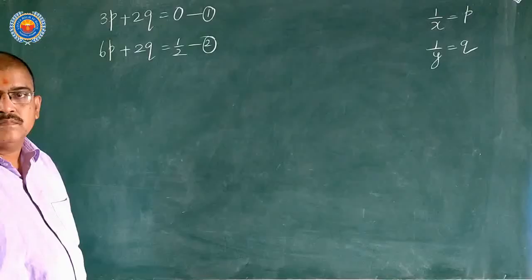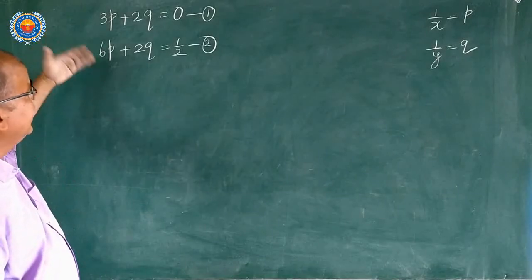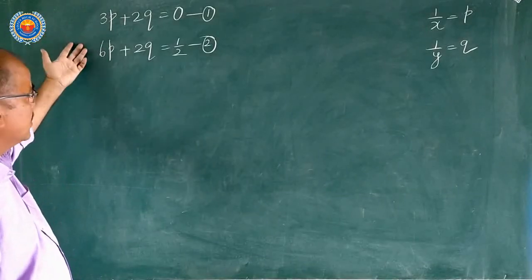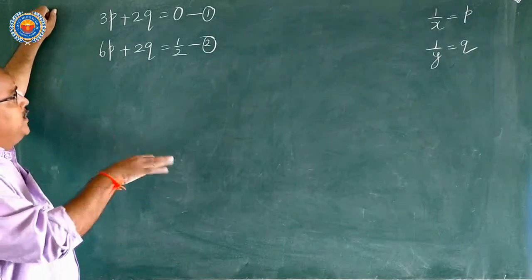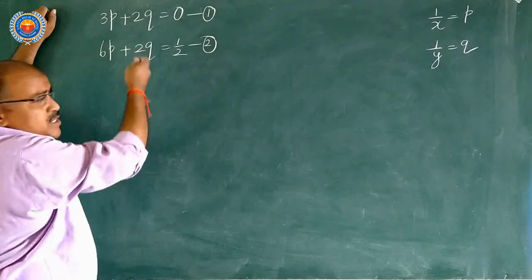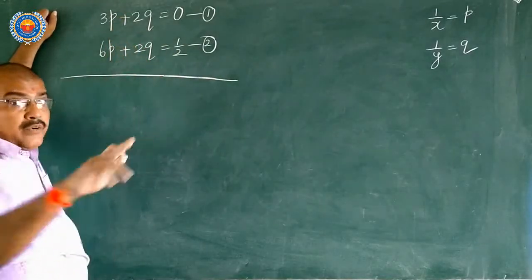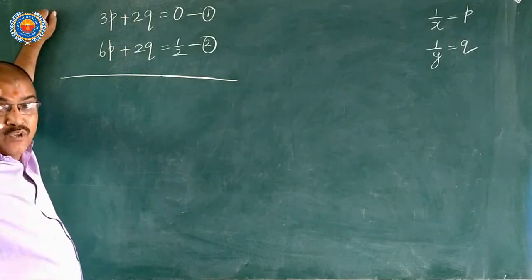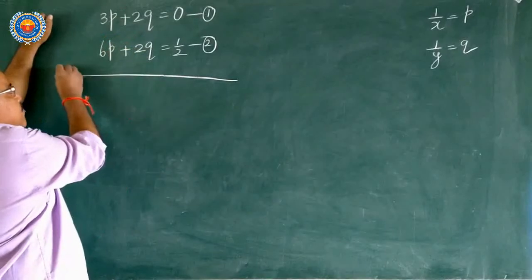Okay, now this is equation 1 and equation 2. Here no need to multiply with any constant. Why? Because again here I am going to eliminate the q only. Because here plus 2q, here plus 2q. That's why we have to go for subtraction. Both are the same sign, so that's why it's minus.